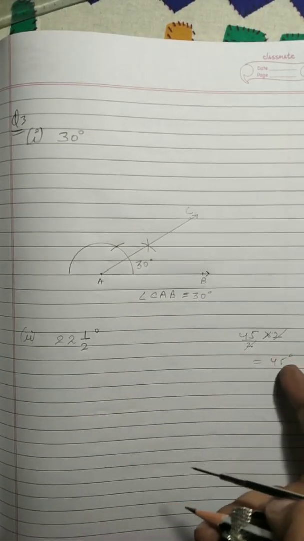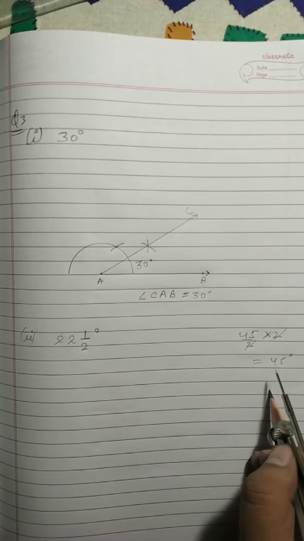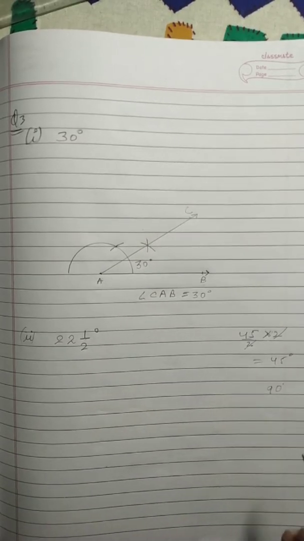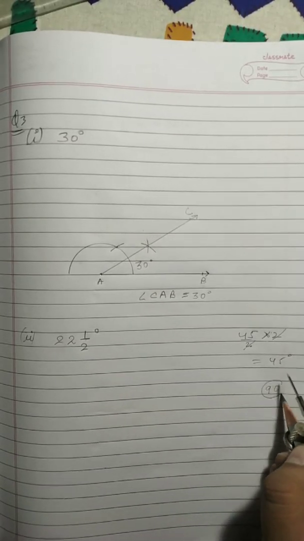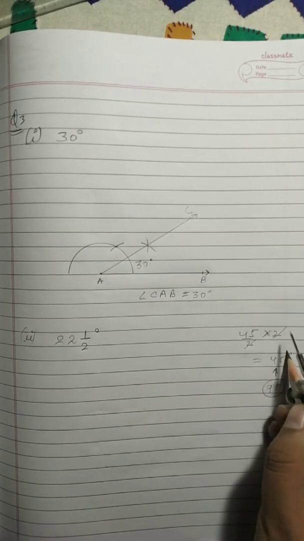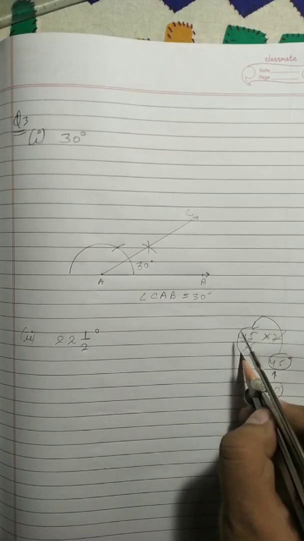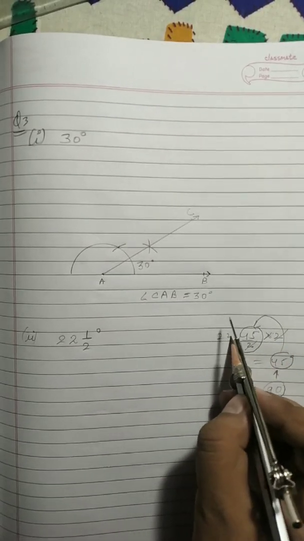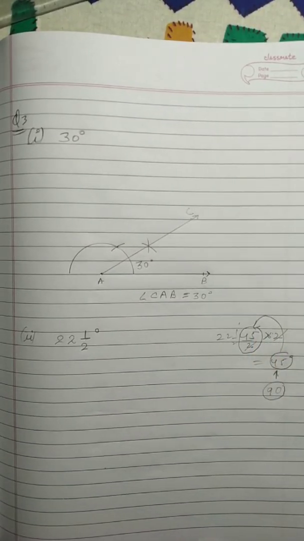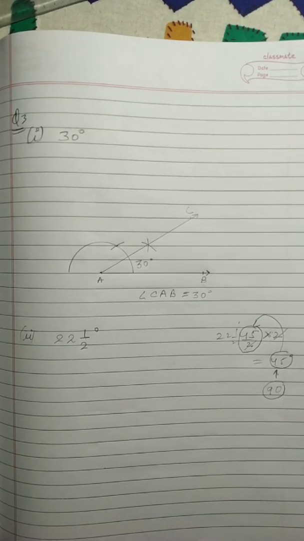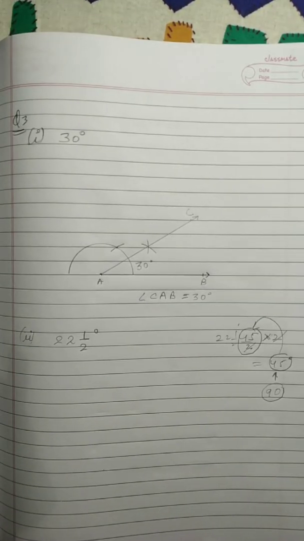So we have to make first of all 45. But 45 is half of 90. So first of all, you have to make 90. Then we will make 45. Then we will be able to make 45 by 2, which is 22.5 degree. So this is the procedure. First of all, make 90 degree again.